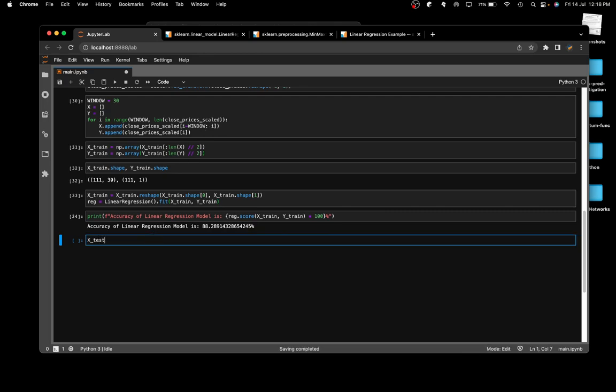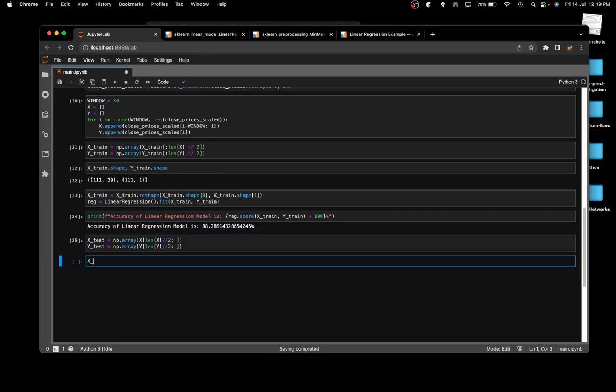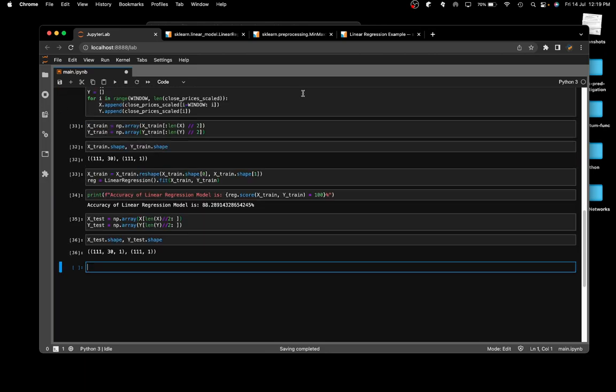Alright, so now we can define our x test, which is just going to be x, and we will have to convert it to a NP array. So let's do that, and it's going to be x from len of x integer divided by 2 to everything, and y test is equal to NP array y len of, this is the capital X, capital Y integer divided by 2. Then we can just get the shape for x test and y test real quick. There we go, we get the shapes now.